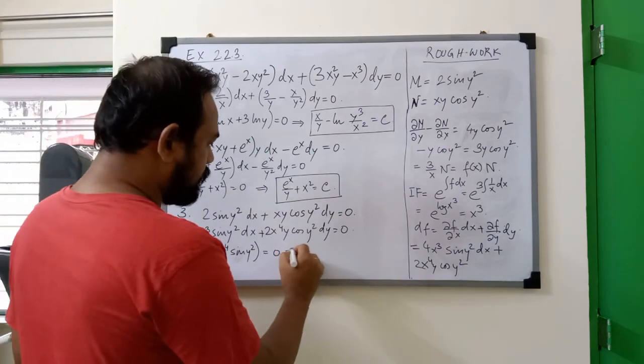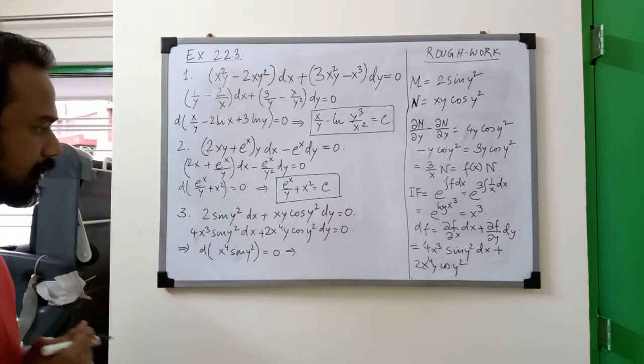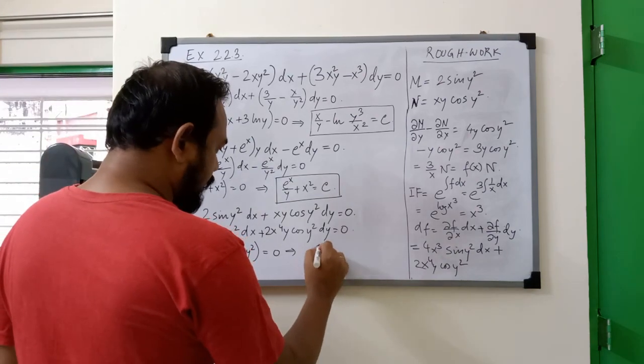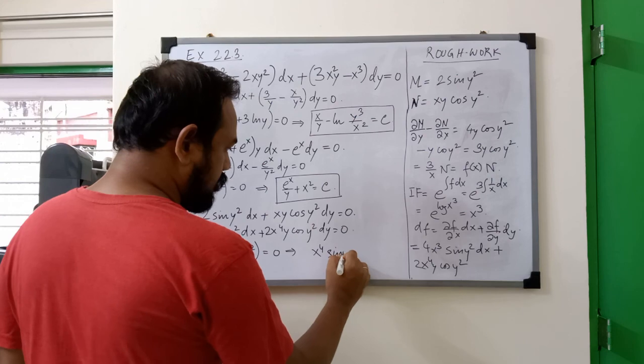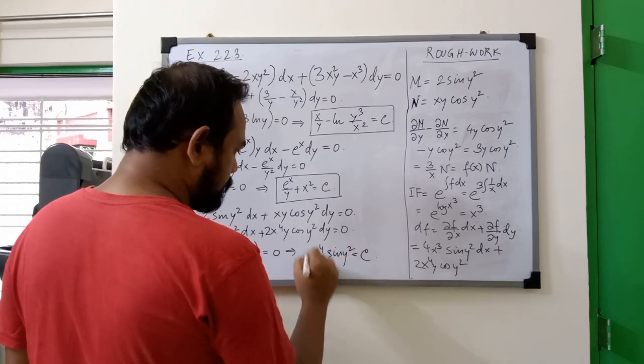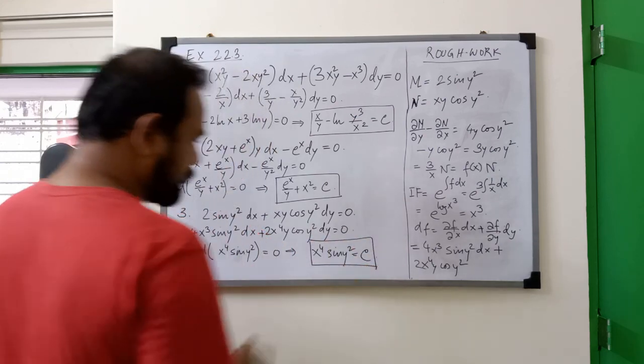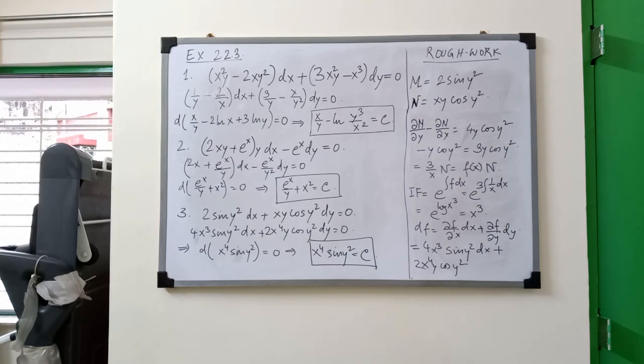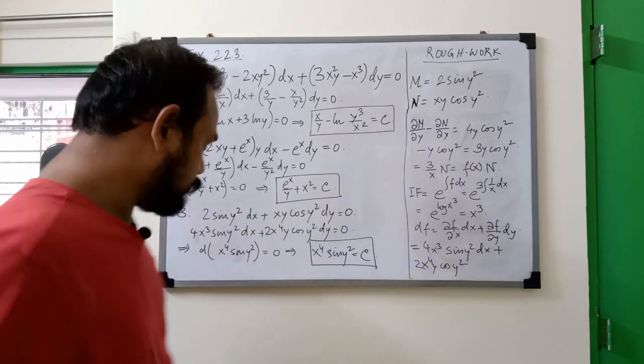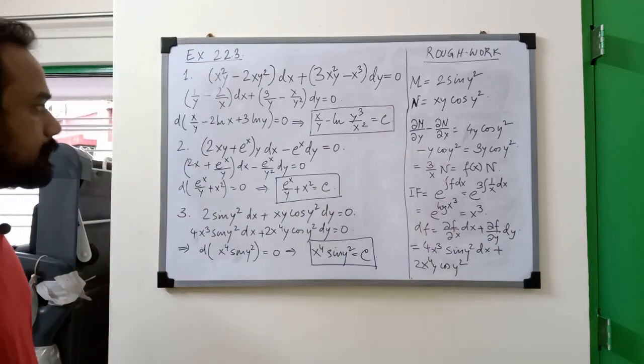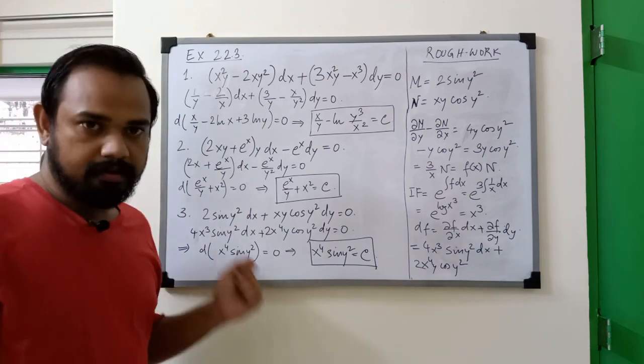So from here, of course, the general solution is x to the 4 sine y squared equals some constant c, and that's the general solution. So really, it's just putting all those rules to use and solving the 3 problems in exercise 2.2.3. All right, thank you.